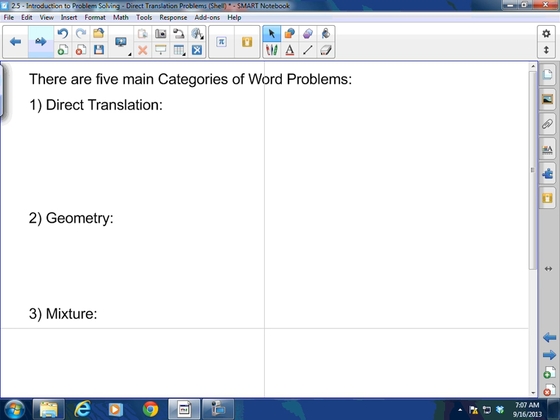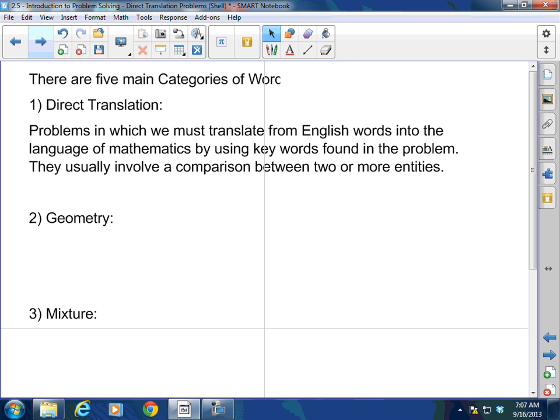All right. There are going to be 5 main categories of word problems. And I want to describe them to you so that you know what to look for, you know how to start attacking each type. We're just going to work with direct translation today, but I want to give you an introduction as to what you're going to see as the year progresses. Direct translation problems are problems in which we must translate English words into the language of mathematics by using keywords found in the problem. They usually involve a comparison between 2 or more entities. And we're going to see some examples of those today. That's what we're going to work with mainly.